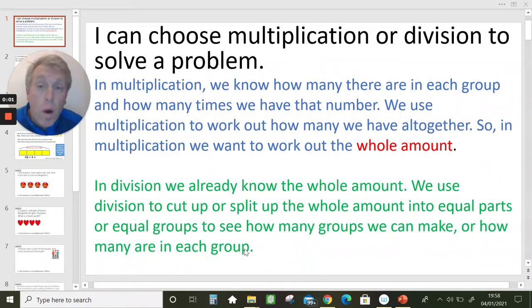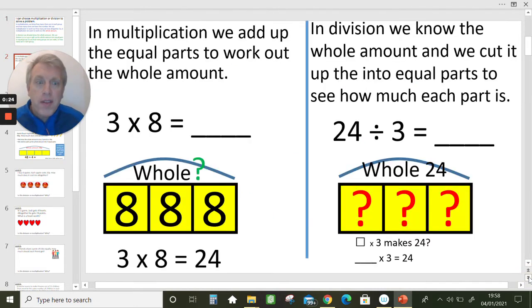Hello everyone. Well, it's our next lesson, building on multiplication and division. And today we're going to look at problems. And in this lesson we're going to choose, is it multiplication or is it division? How do we know? How do we think about it? Well, there are quite a few words in blue and green, and we may well come back to that later on. But let's start with some diagrams, some pictures.